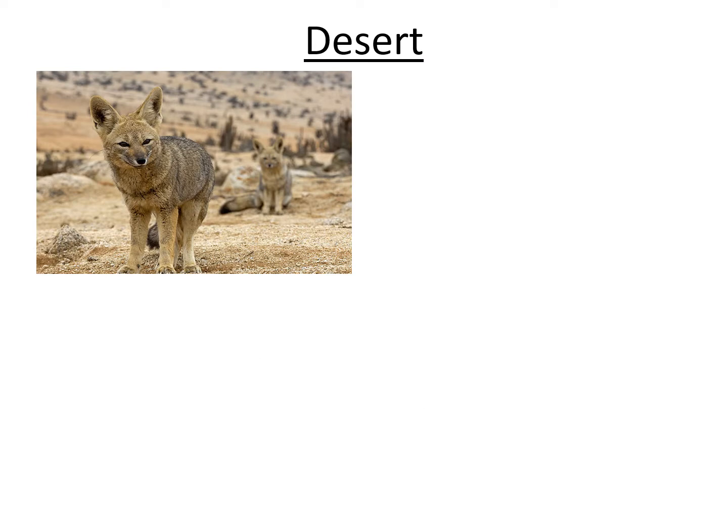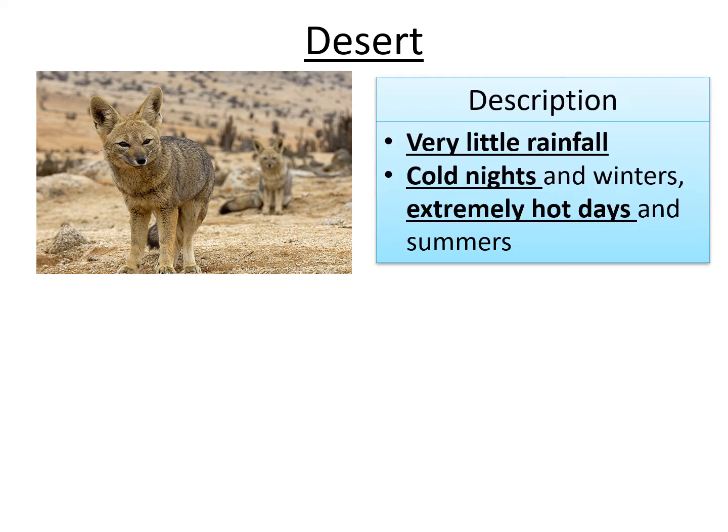The next one is desert. We know about the desert. It is extremely sunny. The plants and living organisms that live there, like the plants and the animals, have to survive in this extremely hot, sunny environment. It receives very little rainfall. The nights are cold, but the days are extremely hot.